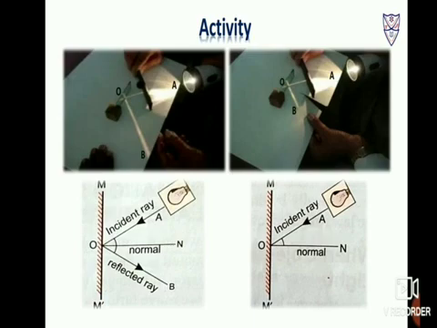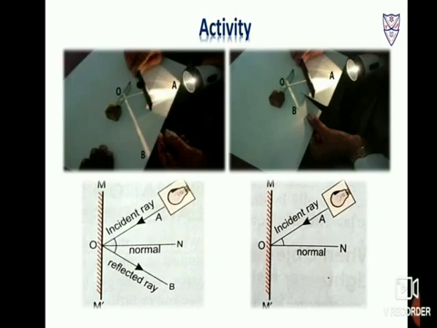So this ray which strikes the mirror surface, we call the incident ray. So here AO strikes the mirror surface at point O and it gets reflected and goes in another direction, that is OB. So AO is the incident ray and O shows the point of incidence. As soon as it strikes the mirror, it reflects back, that is OB. So we call that the reflected ray.